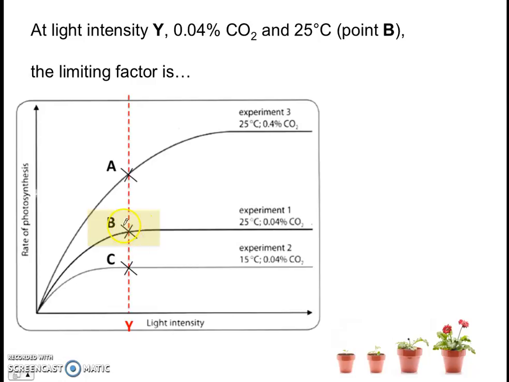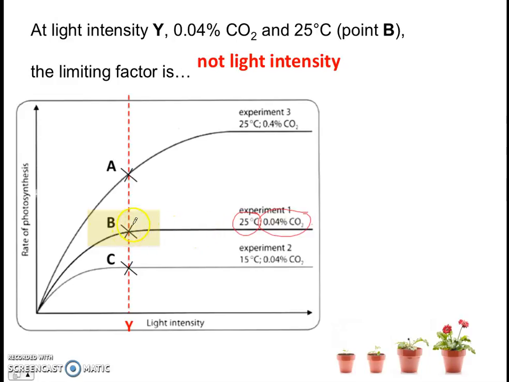So let's think about point B and what are the conditions at point B first. So point B is on this curve. So point B is at 25 degrees, 0.04% carbon dioxide, and Y amount of light. So what's the limiting factor here? Well, firstly, we can say that it is not light intensity, right? Because when I increase light intensity more from point B, there's no change in the rate of photosynthesis. So light is not the limiting factor.